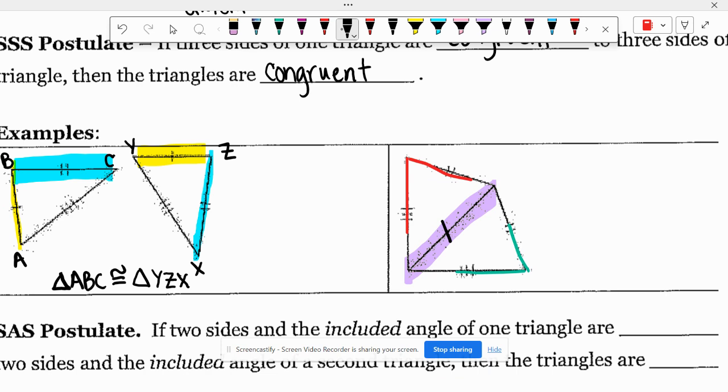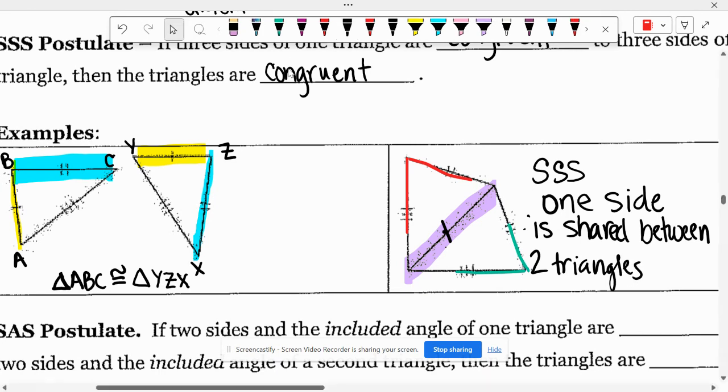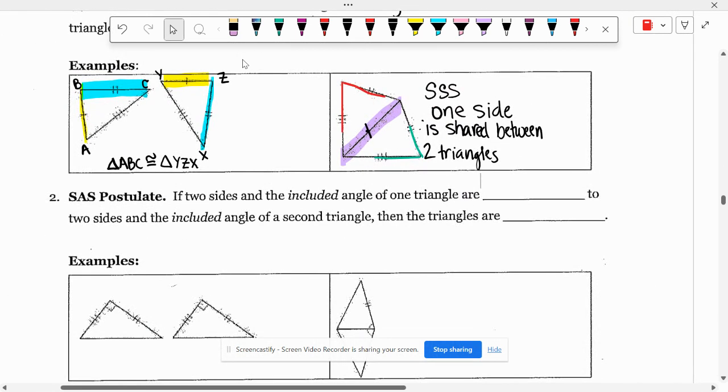So you guys see this? One side, like 1 mark, 2 marks, 3 marks, 1 mark, 2 marks, 3 marks. So just watch for that side. I'm going to just say that one side is shared between two triangles. So we say that they have a common side. So we use the side-side-side postulate.